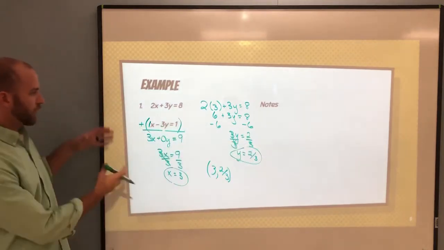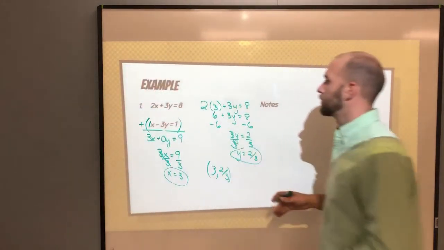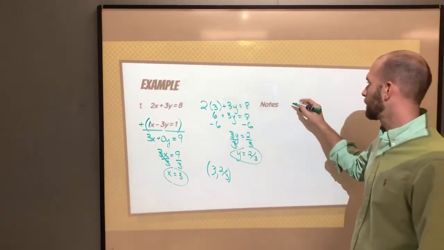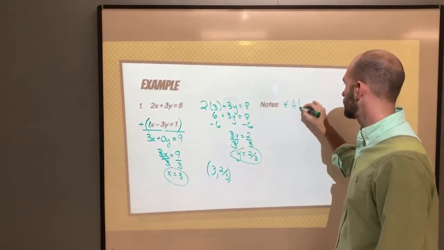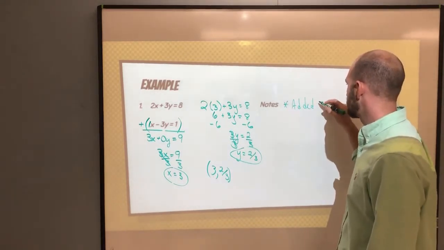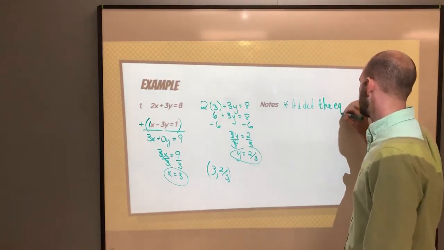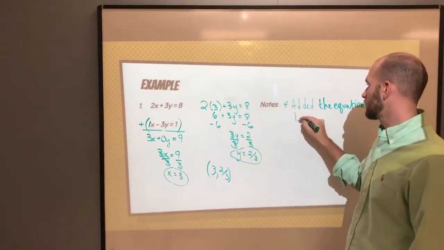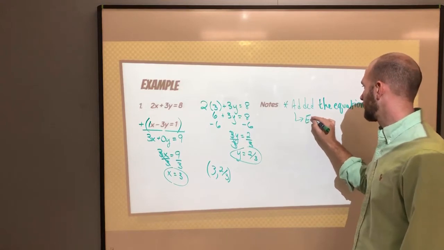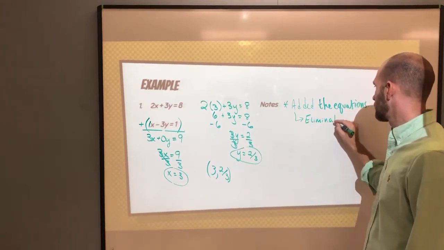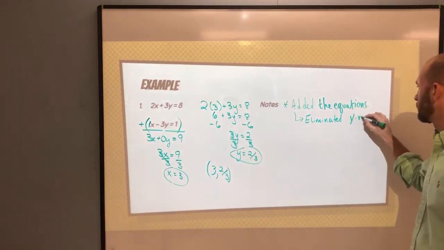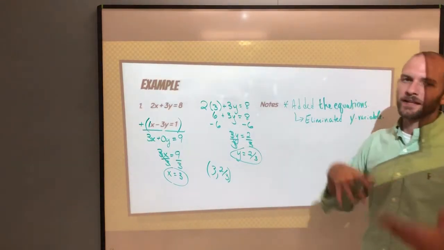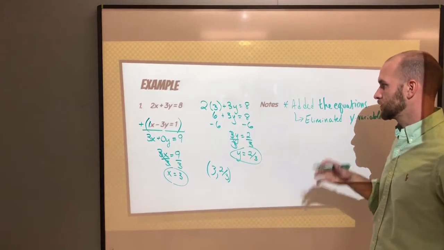So let's take a few notes on this process here. The first thing we did in this problem was we added the two equations, and the reason we did that was we wanted to eliminate a variable. So the first thing we did is we added the equations, and it let us eliminate the y variable. This won't always eliminate the y variable. Sometimes you'll eliminate the x. So that's no big deal, just a side note there.